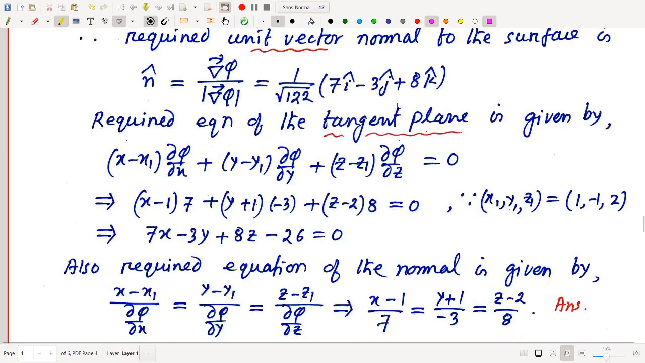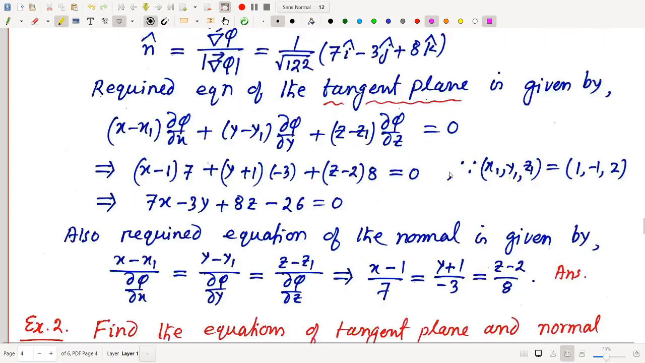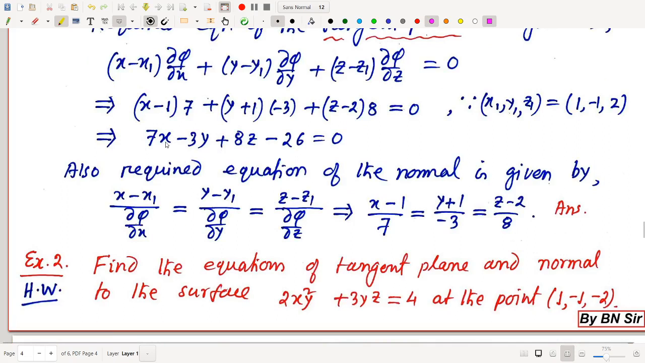So the unit vector is obtained. Now the required equation of the tangent plane is given by (x minus x1) into del phi by del x plus (y minus y1) into del phi by del y plus (z minus z1) into del phi by del z equal to 0. Here the values of the partial derivatives are 7, minus 3 and 8, and x1, y1, z1 are 1, minus 1, 2, that's why it is plus 1, and z1 is 2. So we have got 7x minus 3y plus 8z minus 26 equal to 0. This is the equation of the tangent plane at the point (1, minus 1, 2) to the given surface.